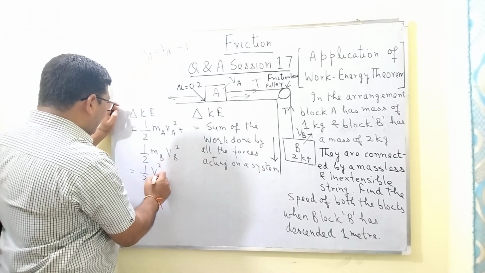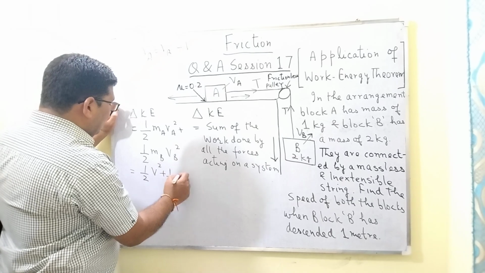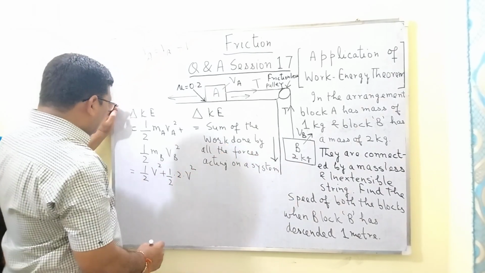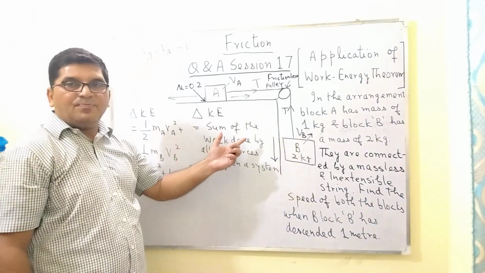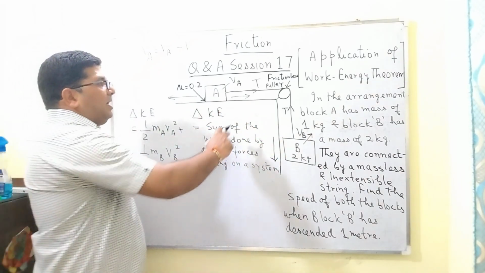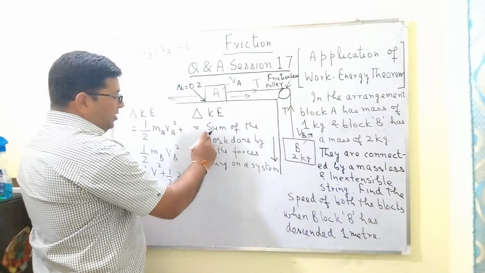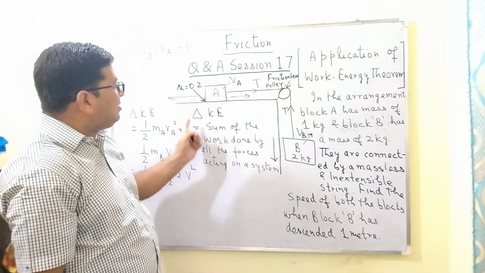So this is equal to 1 by 2 V square, plus 1 by 2 into the mass of this block B and into V square. So this is the change in the kinetic energy of this system, which consists of two blocks and which is passing over this frictionless pulley. Now we have to find the work done by all the forces which are acting on this system.